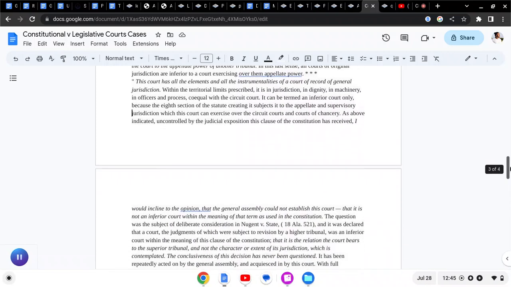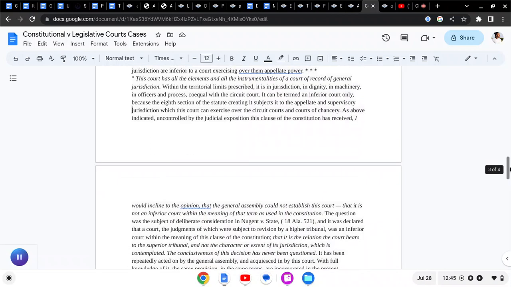Scroll down a little bit more. That's not really what I wanted to point out, but I just want to read this to y'all. Let's see. This court has all the elements and all the instrumentalities of a court of record of general jurisdiction within the territorial limits prescribed. It is in jurisdiction, in dignity, and machinery, in officers and process, co-equal with the circuit court.